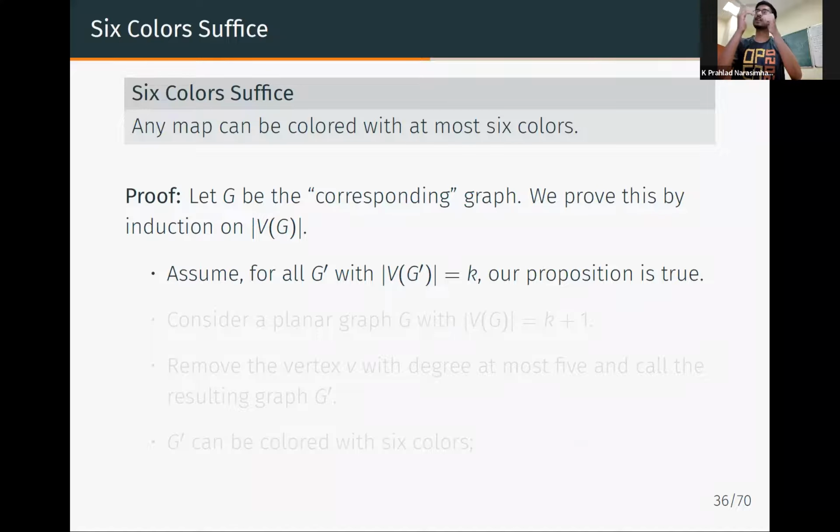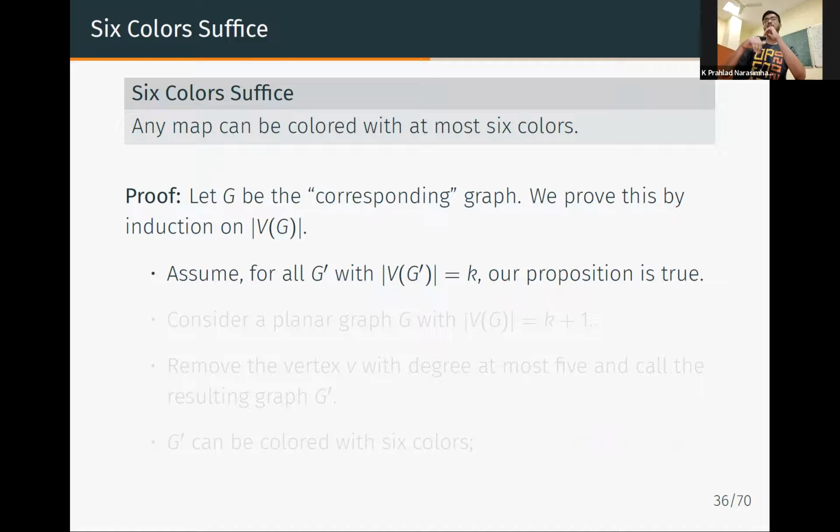Anyway, so what do you need for induction? You need a base case. Base case is obvious, right? Take a map which has only one state, then the corresponding graph has only one vertex, which can obviously be colored with at most 6 colors. Just color it with one color. Favorite color, just color it. Okay, so the base case is done.